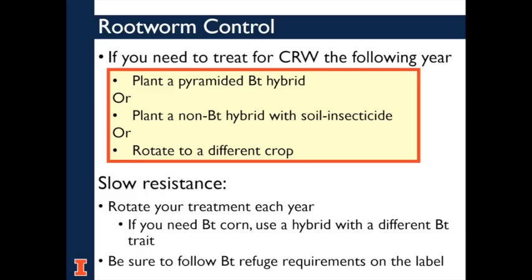Another thing to think about is slowing insect resistance to Bt hybrids. The best way to do this is to rotate your treatment each year. If you need to use Bt corn 2 years in a row, use hybrids that express different Bt traits each year if possible. And be sure to follow the Bt refuge requirements on the label. The refuge helps ensure that insect populations in your field will be susceptible to Bt in the future. Refuge sizes might vary depending on the hybrid you choose, so it's important to check the refuge size for every hybrid.